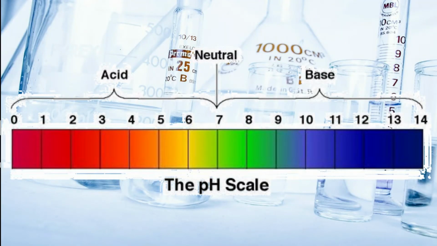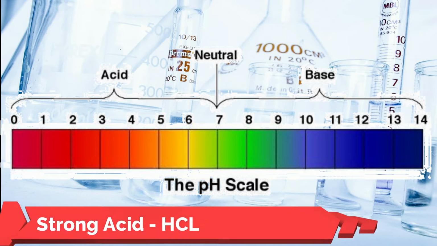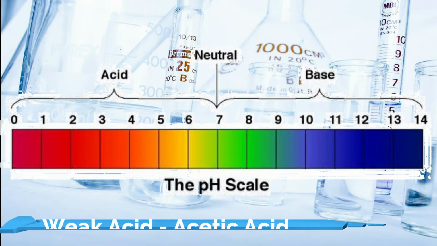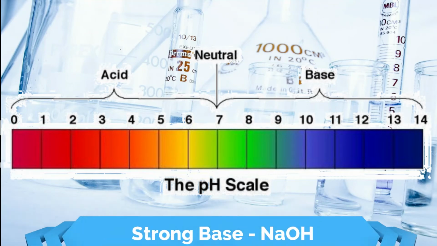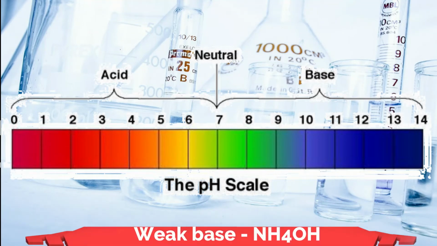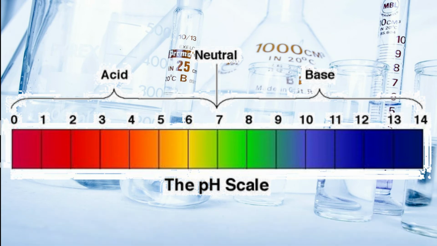The strength of an acid and base refers to its ability or tendency to accept or to lose a proton. In other words, the strengths of an acid and base depend on how much an acid or base ionizes in solution. A strong acid is one that completely ionizes and gives a proton. A strong base is one that completely ionizes and accepts a proton. An example of a strong acid is HCl, and a weak acid is acetic acid. An example of a strong base is NaOH, and a weak base is NH4OH.